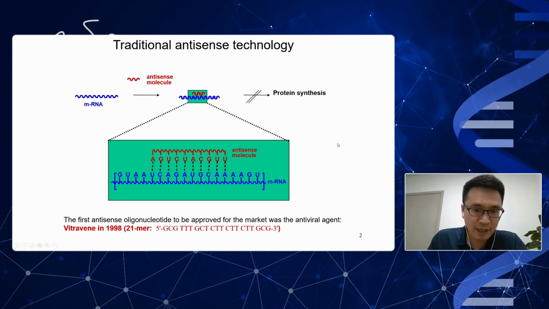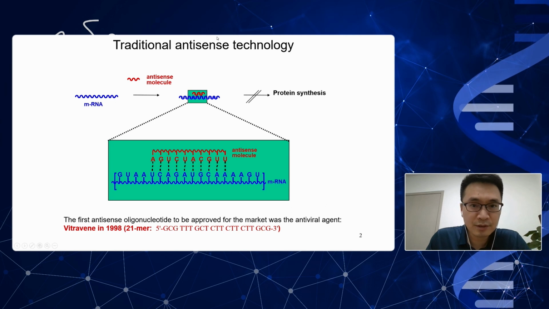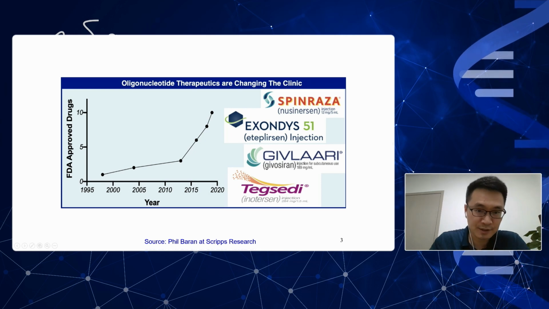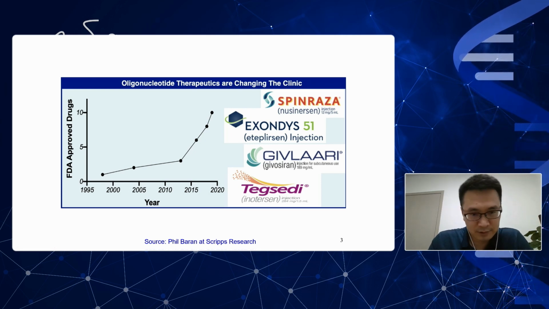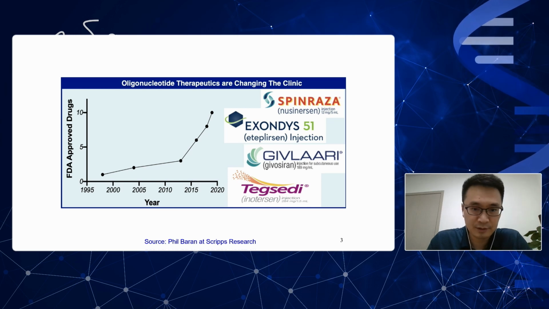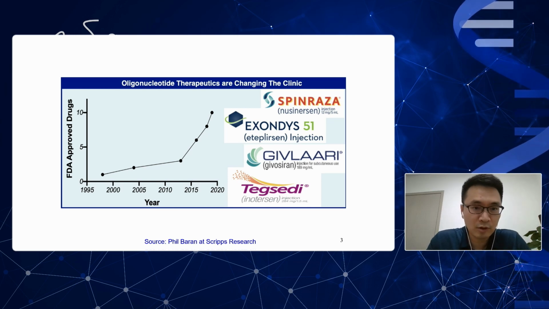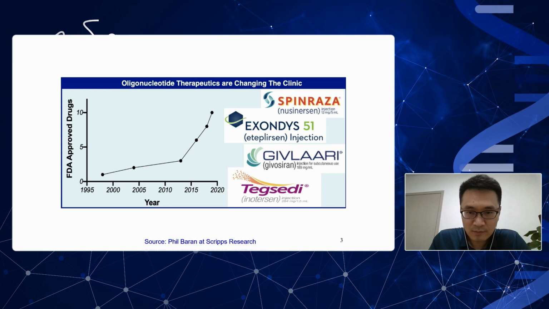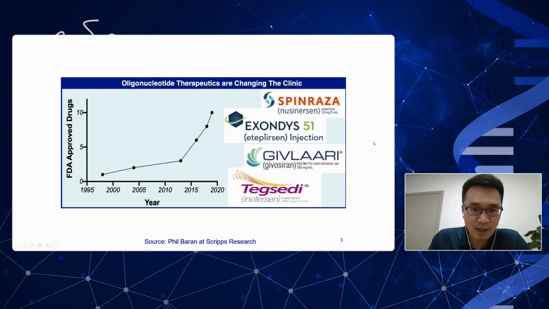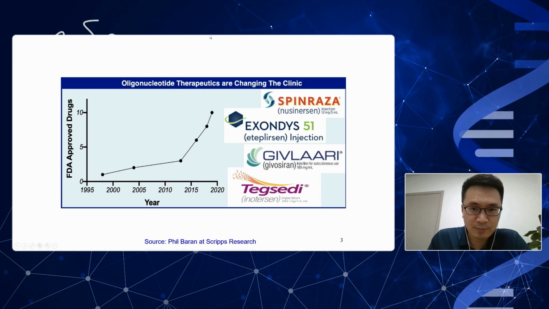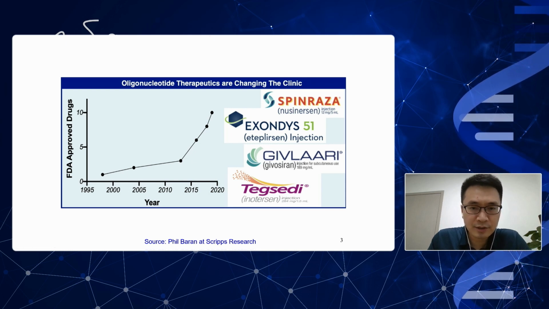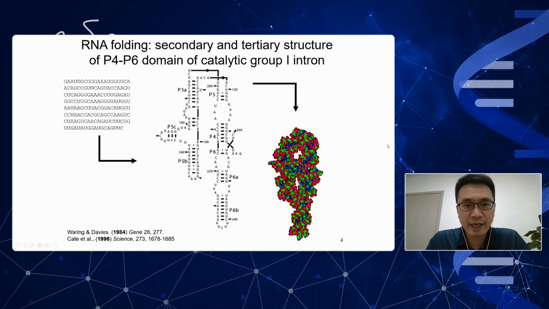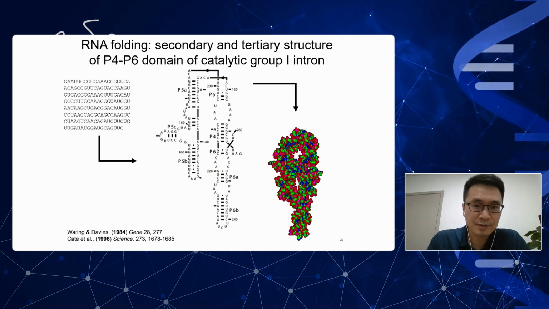This antisense strategy has recently developed into a new stage. Starting from the first antisense drug in 1998 until now, we have almost 10 antisense-based drugs in the clinic. All this shows that RNA can be a therapeutic drug, but the problem is that RNA is not a simple linear sequence. As shown here, RNA also folds, just like proteins.